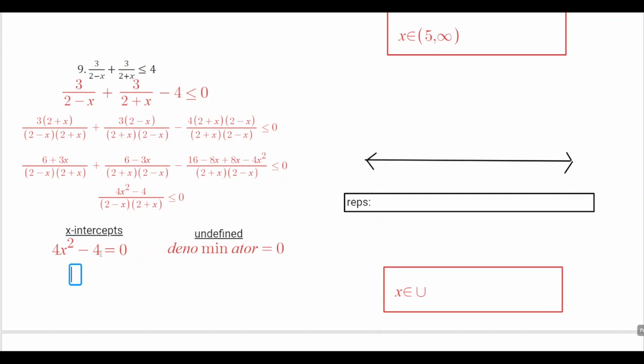So if I divide both sides by 4, this will be just x squared minus 1 equals 0. And this is another one of those difference of two squares, or you can just solve it using square roots. And what you're going to get is x equals plus or minus 1.